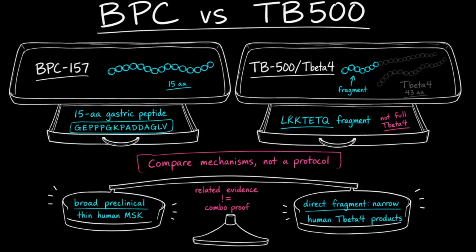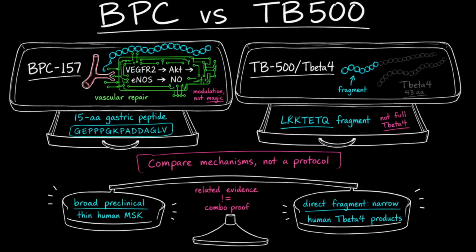And the evidence buckets are uneven in different ways. BPC-157 has a broad repair and orthopedic preclinical literature, but thin human musculoskeletal evidence, whereas TB-500 has a tighter fragment identity. It's much smaller, and has some direct preclinical signals, but much of the human evidence belongs to thymosin beta-4 products, which have way more research than TB-500 does.